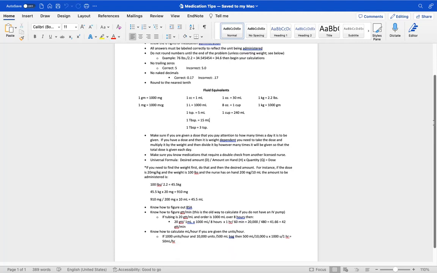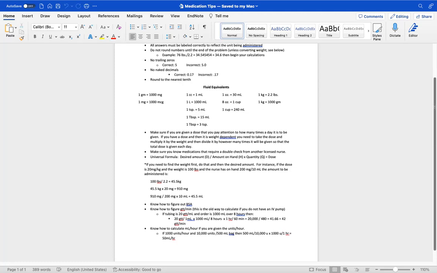We also don't leave any naked zeros. So the correct way to write any decimal is going to be that 0 point whatever number. So like here, we're going to see that 0.17. The incorrect way of doing that is going to be the .17. Again, that can be misread as 17 if they don't pick up that decimal. That's why we put that 0 in front so that they know that this is not a whole number that we're dealing with. And then be sure to round to the nearest 10th on those.